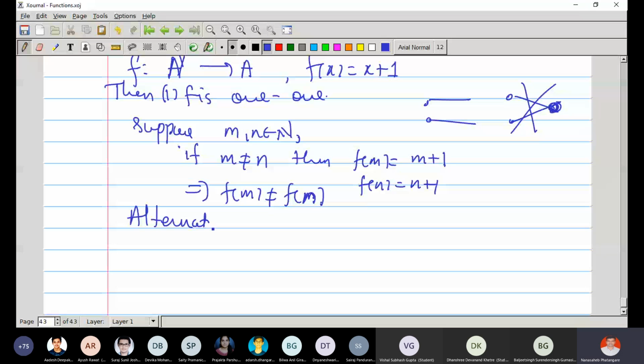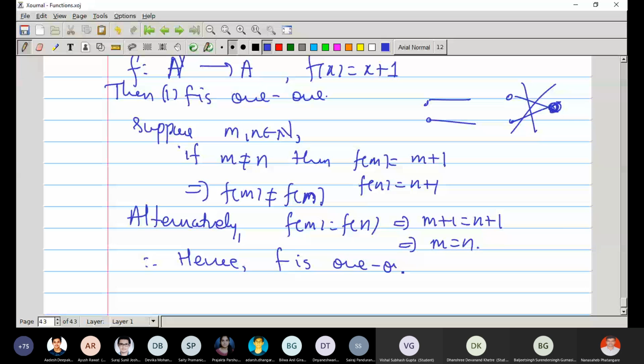Alternatively, suppose f of m is equal to f of n. Suppose the images are equal, that means m plus 1 is equal to n plus 1. If you cancel 1, m is equal to n. So if images are equal, then pre-images are also equal. So hence f is 1-1. Is it clear?